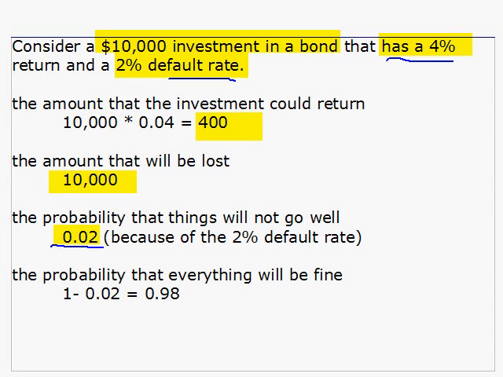Remember that with probabilities, all the probabilities have to add to 1. Well, the probability that things will not go well and the probability that things will go well just about covers everything. So those two have to add to 1. So all you really need to do is have one of them.